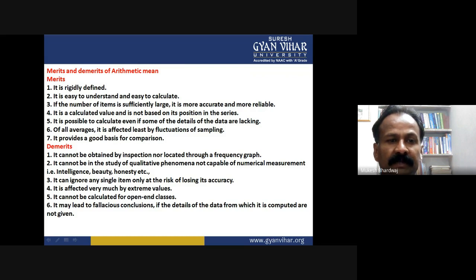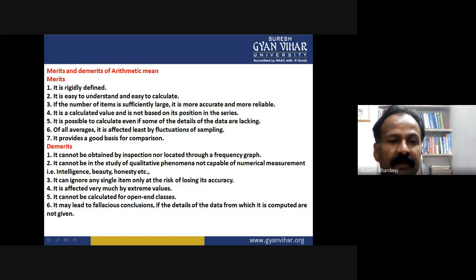It is easy to understand and easy to calculate. If the number of items is sufficiently large, it is more accurate and more reliable. It is a calculated value and is not based on its position in the series. It is possible to calculate even if some of the details of the data are lacking. Of all averages, it is affected least by the fluctuation of sampling. It provides a good basis for comparison.